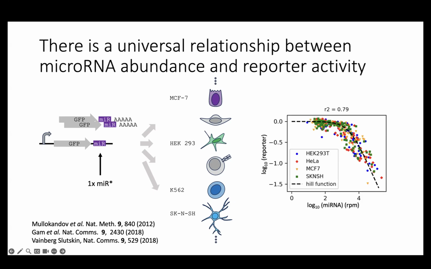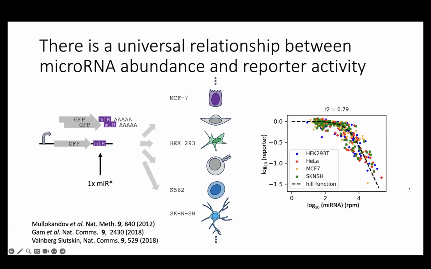And what Lucas found, and I still find this very surprising, is that there's this beautiful universal relationship between microRNA levels and reporter activity. What you're seeing here is actually just 100 or 200 human microRNAs across 4 cell lines, but the data looks exactly the same if we do 10 cell lines and 1,000 microRNAs. Each data point, each little colorful dot here, is one microRNA measured in one cell line.